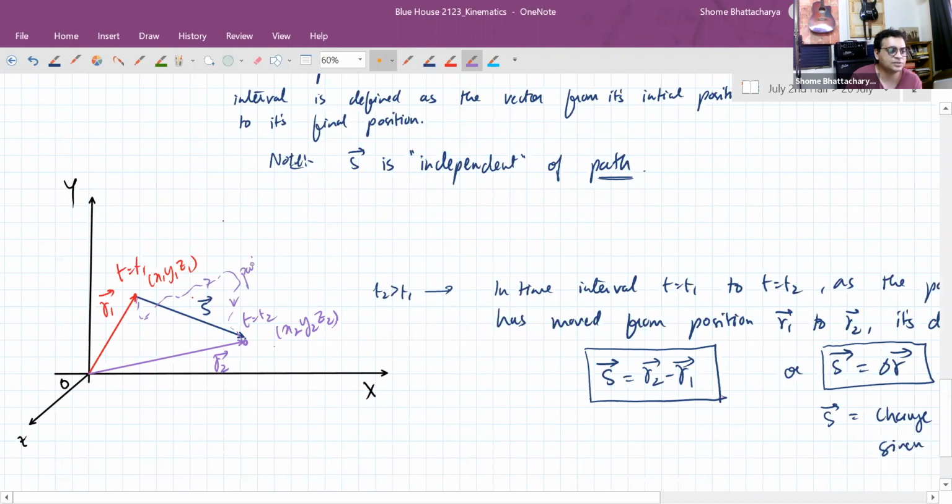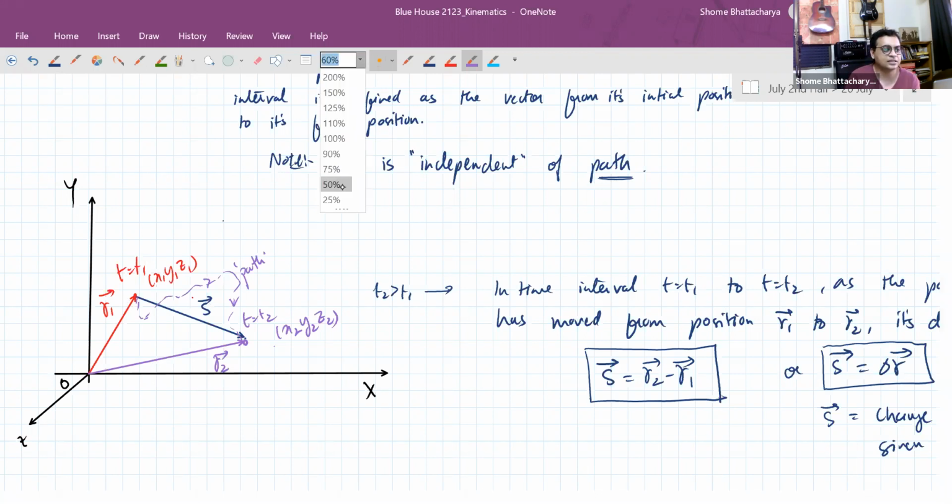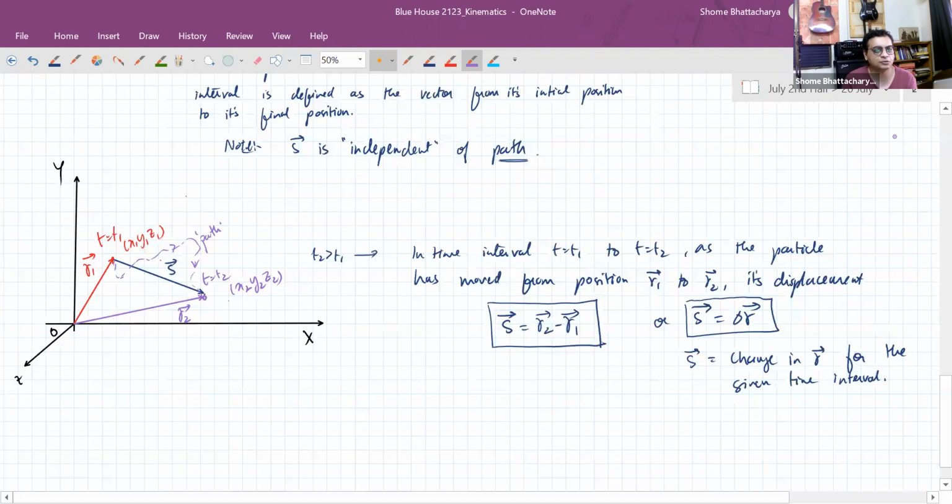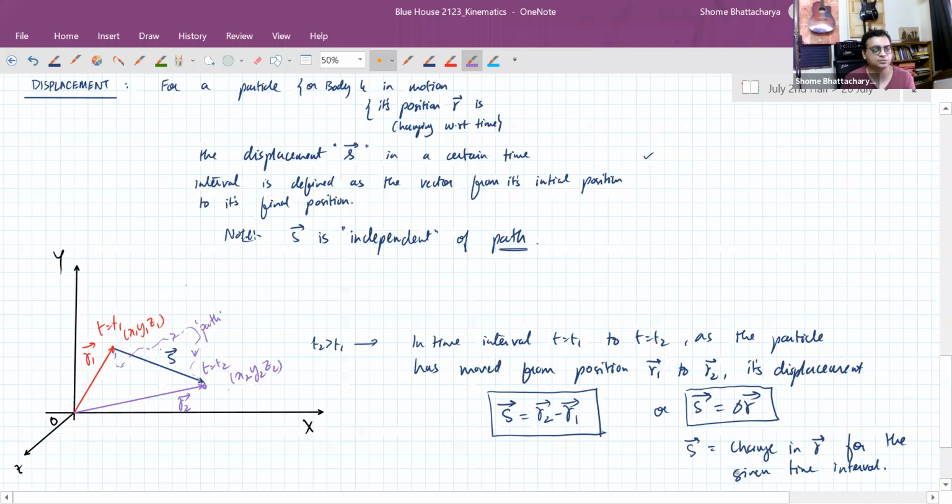But you can see that the displacement does not depend on the path. It only depends on the shortest path possible from initial to final, or the vector joining the initial to final position. That is this vector S. And you can clearly see S is R2 minus R1, because I've drawn R1 and R2 from the common origin, and S is like the diagonal of that parallelogram, from head to head of one vector to another. So it's the difference. In terms of vector algebra, S works out to be R2 minus R1, where R2 is the final position and R1 is the initial position. So we can say it is the change in position, final minus initial position.